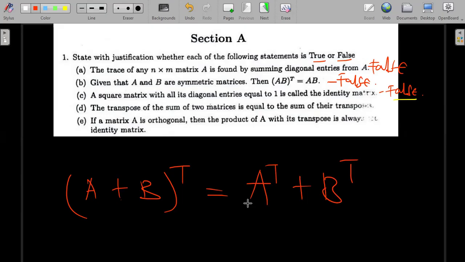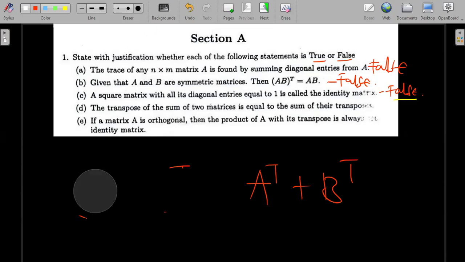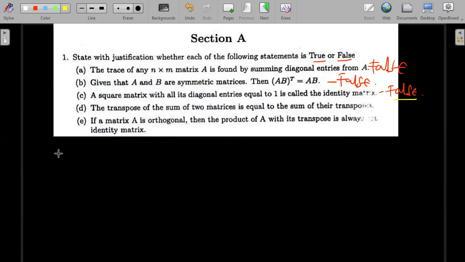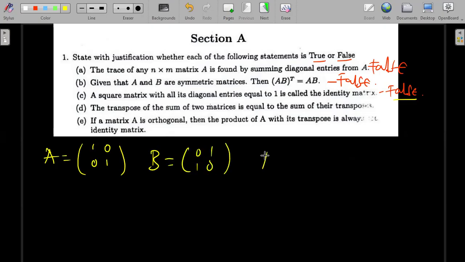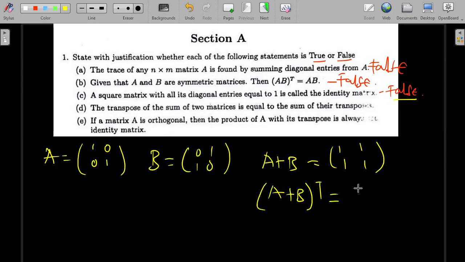You can even come up with an example if you want. Let's say matrix A is 1, 0, 0, 1, and matrix B is 0, 1, 1, 0. So what will be our A plus B? A plus B will just be 1, 1, 1, 1. Then let's find the transpose of A plus B. It will still be the same matrix, because this row will become a column like that.